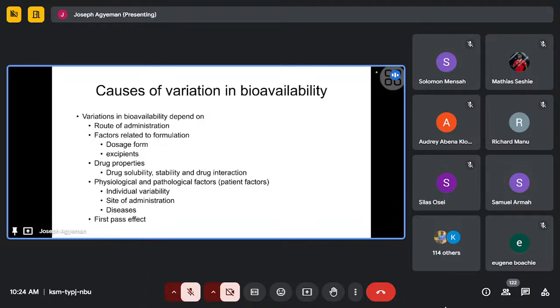Then the molecule itself, you know, drugs, we have grade A, grade B, grade C. Some people will go and, because of cost issues, they won't buy the grade A active ingredient. They will go and buy grade B. And there could be differences in the two compounds, the grade A active ingredient and the grade B, in terms of solubility, stability, and even interactions.